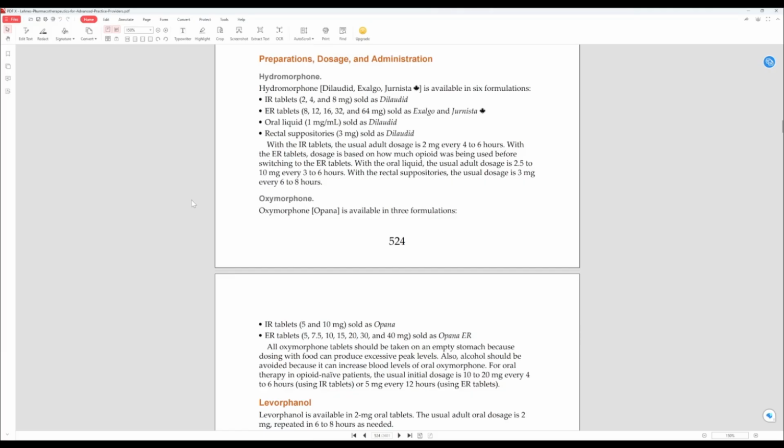Hydromorphone, or Dilaudid, is available in several formulations. Again, our immediate release tablet, extended release tablet, oral liquid, and rectal suppositories. With the immediate release tablet, the usual adult dose is 2 milligrams every 4 to 6 hours. With the extended release tablets, the dosage is based on how much opioid was being used before switching to the extended release. With the oral liquid, again, the adult dose is 2.5 to 10 milligrams every 3 to 6 hours. And rectal suppositories, the usual dose is 3 milligrams every 6 to 8 hours.